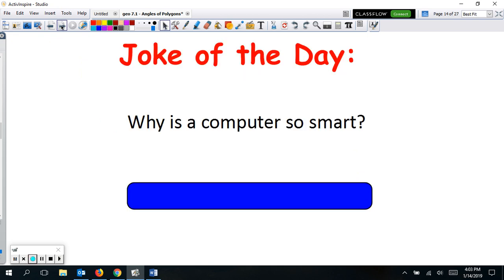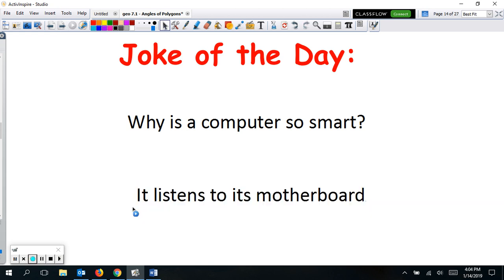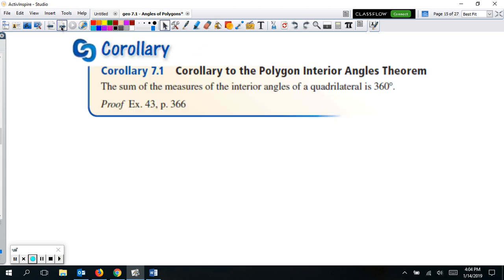All right, let's take a little break here and look at our joke for the day. Joke of the day. Why is a computer so smart? Can you think of the answer? Here you go. Why is a computer so smart? It listens to its motherboard. That's why. It's a motherboard. Joke of the day.